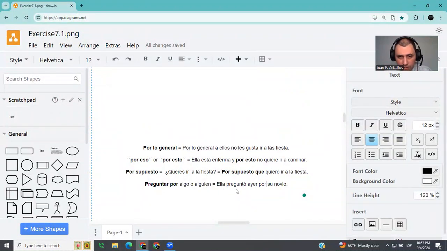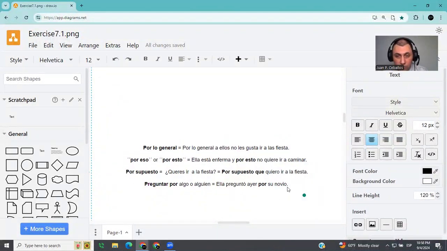She asked yesterday for her boyfriend. Now, normally books will tell you that for always translates as para, in order to always translates as para. But not always. This is one of these cases in which for doesn't translate as para, but as por, because it's an expression.